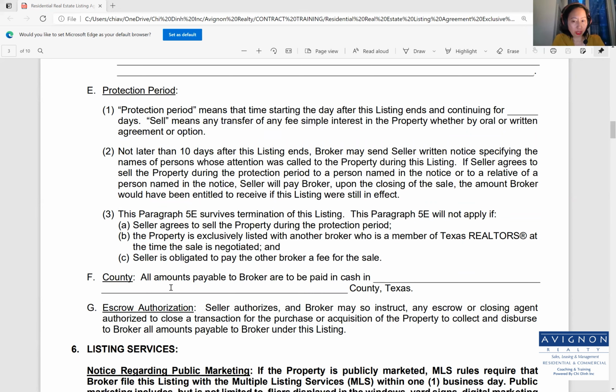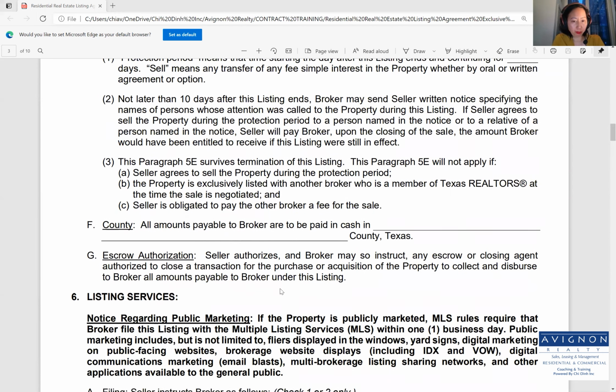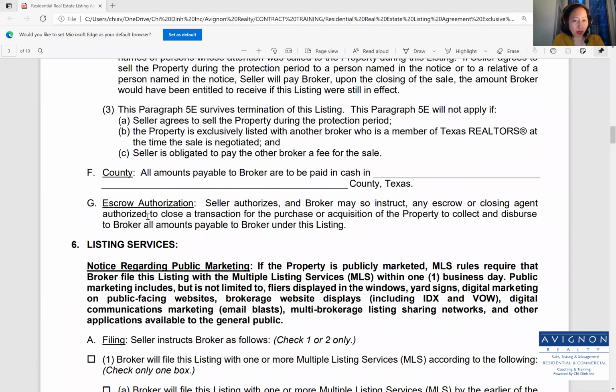And then there's county. All amounts payable to broker are to be paid in cash, and we want to put the county here. And then G, escrow authorization. Seller authorizes and broker may so instruct any escrow or closing agent authorized to close a transaction for the purchase or acquisition of the property to collect and disburse to broker all amounts payable to broker under this listing.